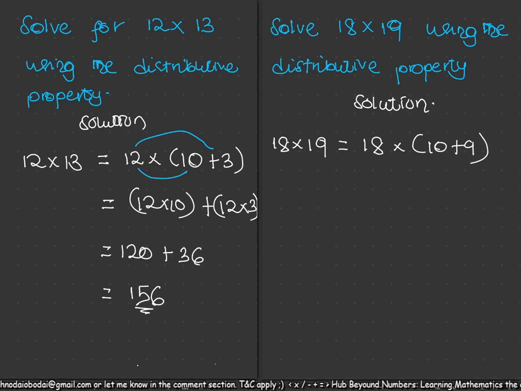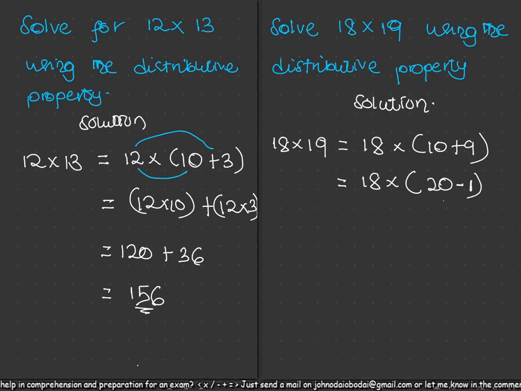But if you want to use a subtraction form, you can. So instead of this now, we are actually going to use 18 times into bracket, the 19 can be written as 20 minus 1. You see, that is also 19, and it doesn't change the value. 19, which is 10 plus 9, can also be written as 20 minus 1.